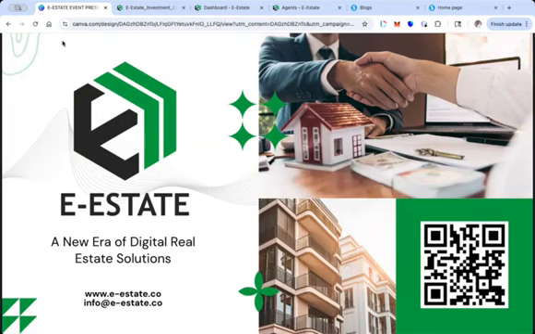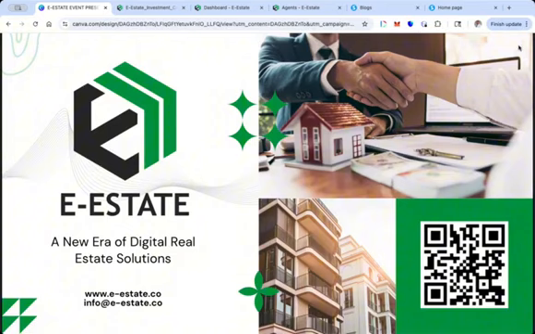I want to introduce to some and present to others this incredible company and opportunity that's called e-estate. This is a new era of digital real estate solutions. What this company is doing is ushering real estate into the new era in the best way possible. And they've come up with an incredible model that allows us to participate and actually get involved in this new era of real estate.